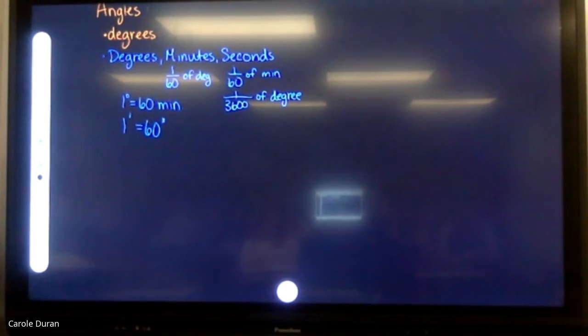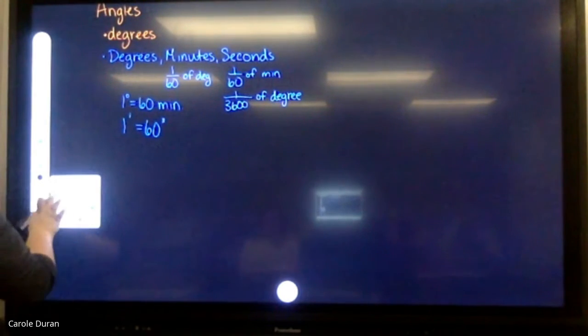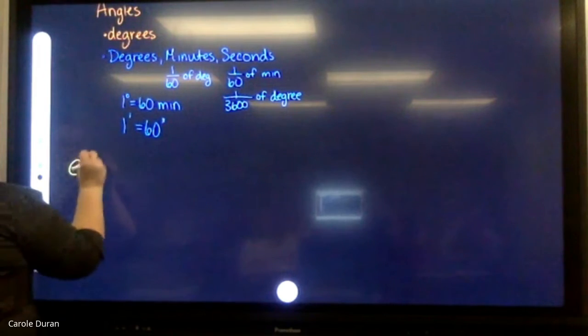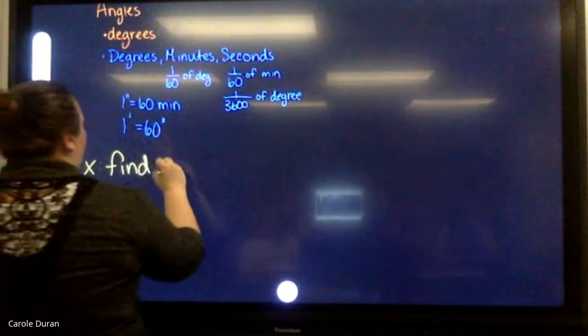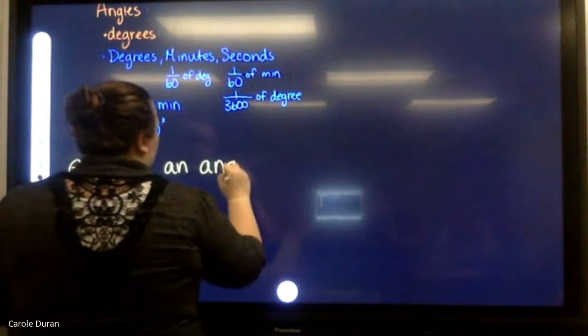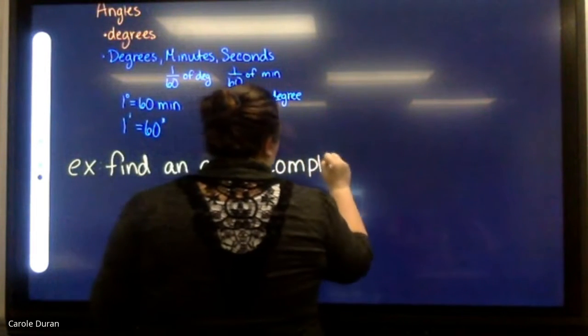So before we do the conversion and confuse the heck out of you, we're just going to practice complementary and supplementary angles given non-whole degrees, because that's sometimes extremely helpful here. So let's say that I would like to find an angle that is complementary to a given angle theta.